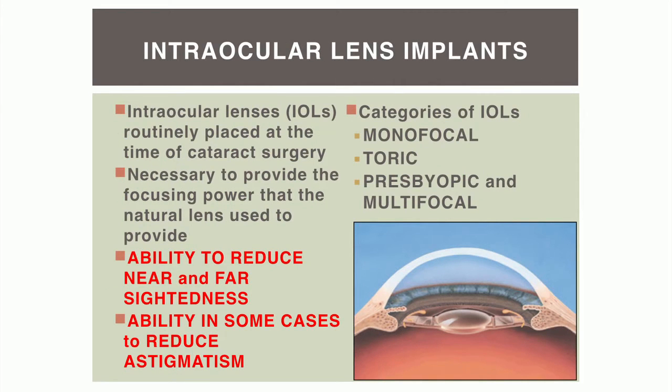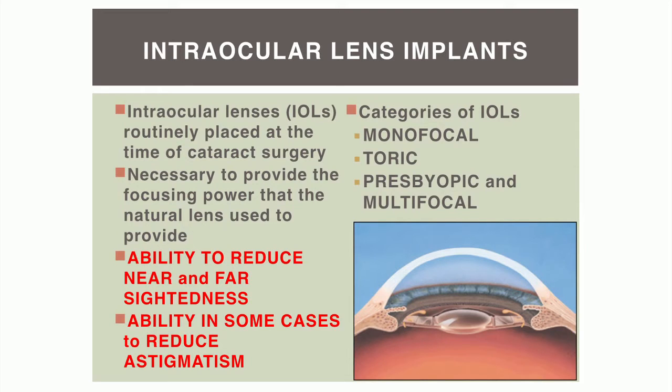What are intraocular lens implants? Intraocular lens implants are lenses that get placed inside your eye at the time of cataract surgery to replace the natural lens that has become a cataract. And you need these because if we don't put a lens inside your eye, you'll need either a strong contact lens or very, very thick glasses, because the natural lens inside your eye is part of the focusing mechanism of your eye, back to the camera analogy. So intraocular lenses are routinely placed at the time of cataract surgery, and they provide that focusing power.